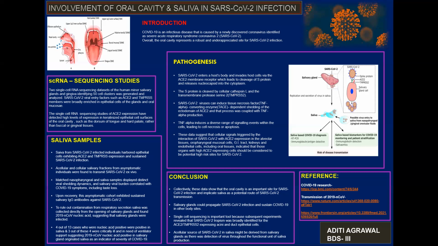In conclusion, these data show that the oral cavity is an important site for severe acute respiratory syndrome coronavirus 2 infection and implicate saliva as a potential route of coronavirus 2 transmission. Salivary glands could propagate coronavirus infection and sustain COVID-19 in other body sites. Single cell sequencing is an important tool because subsequent experiments revealed that coronavirus 2 tropism was broadly identified for the ACE2, TMPRSS2 expressing acini and duct epithelial cells. A cellular source of COVID-19 in saliva might be derived from salivary glands, as there was detection of virus throughout the functional unit of saliva production.